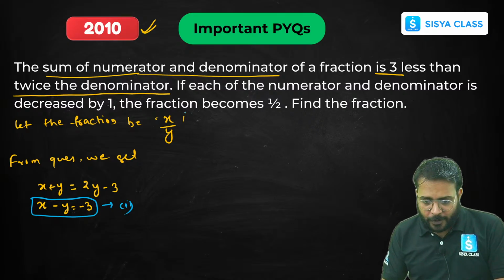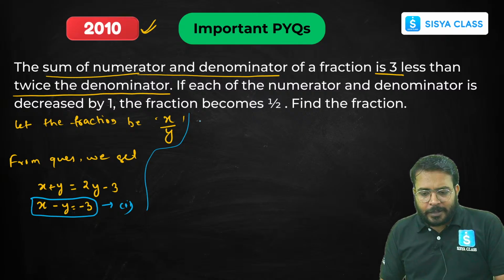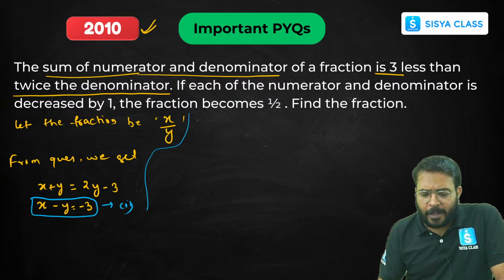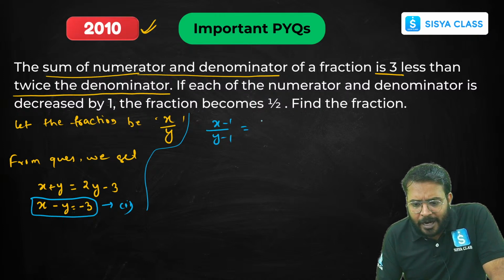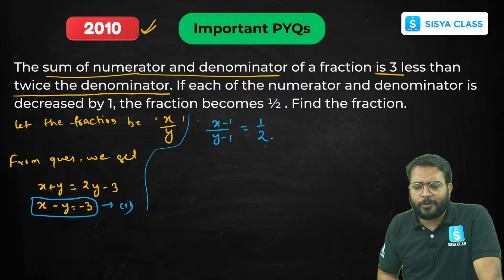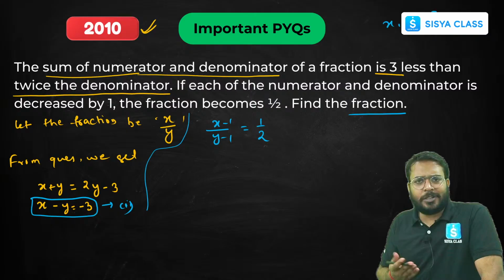In the second statement, they are saying if each of the numerator and denominator is decreased by 1. If numerator x and denominator y are each decreased by 1, the fraction will become 1 by 2. And you need to find out the fraction, which means they are asking you to find out the value of x and y. This is what you need to find out.